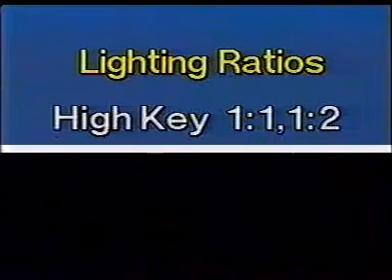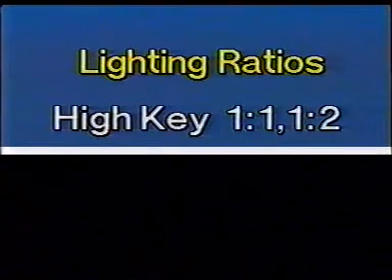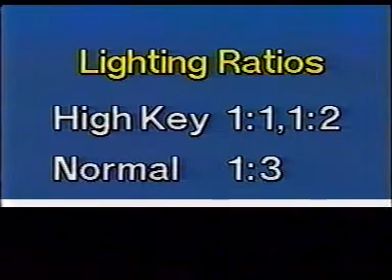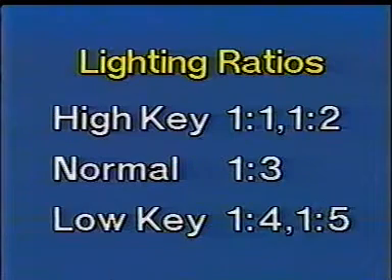For practical lighting purposes, we can classify lighting ratios as follows. High key lighting ratio, which is equal to 1:1 and 1:2. Normal lighting ratio, which is equal to 1:3, and low key lighting ratio, which is equal to 1:4 and 1:5.